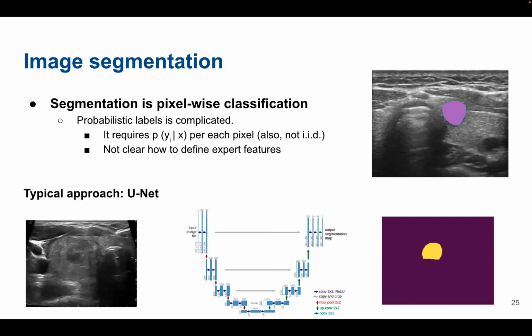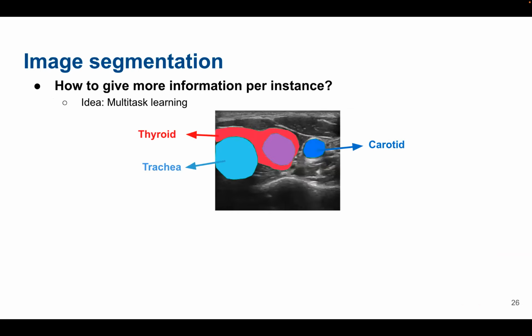The typical approach is, again, a deep learning algorithm. You take the image, and then you have the segmentation mask. And then you learn an algorithm that, given the image, creates the segmentation. Now, there are more ways of giving extra information to the system. For example, maybe we only care about identifying the thyroid. But what if during training, we give more information to our network?